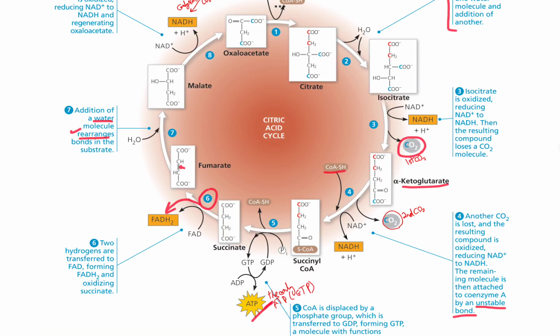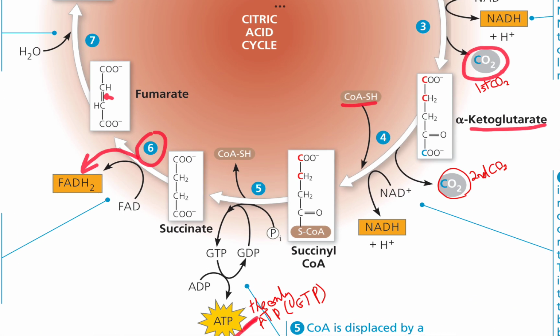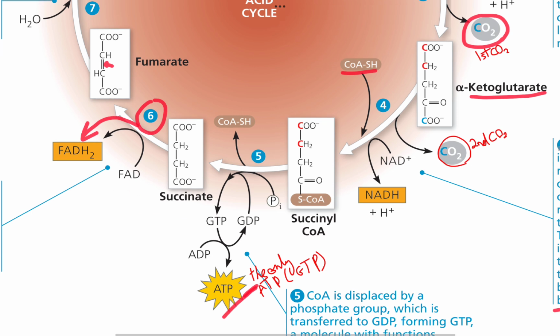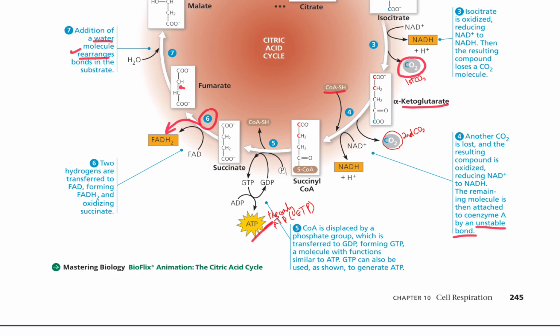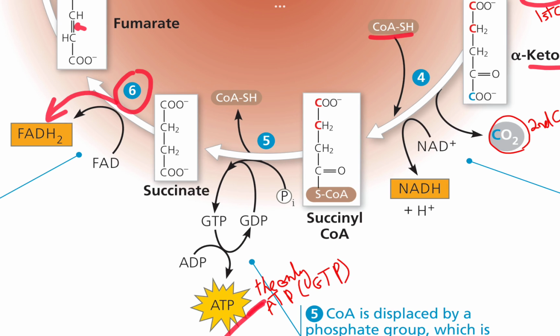Then the 5th step, like half the cycle, let's say more than half. At the 5th step, this is a very unique step because it provides us with the only ATP or GTP, and it will produce succinate. We can no longer track the acetyl carbons, the 2 carbons from acetyl coenzyme A, because succinate is symmetrical.